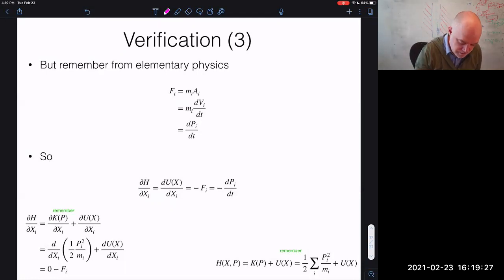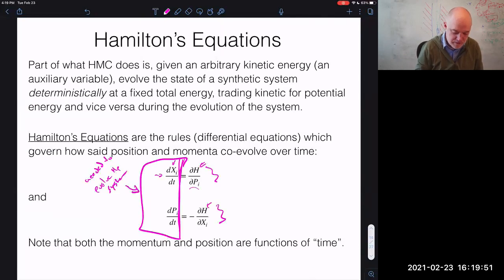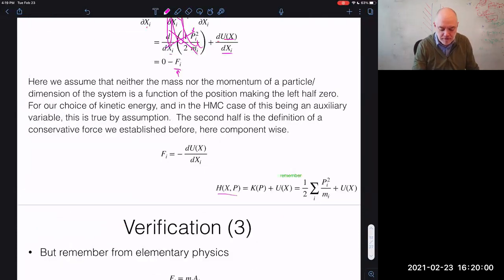So the partial of the Hamiltonian with respect to the position of a particular dimension of the system, particle in the system, whatever you want, is minus Fi, and that's just minus dpi/dt. Cool. And I think that gives us Hamilton's equations. Yep, there we go. So we've got Hamilton's equations. Awesome. So that's where they come from, one way of getting at them.